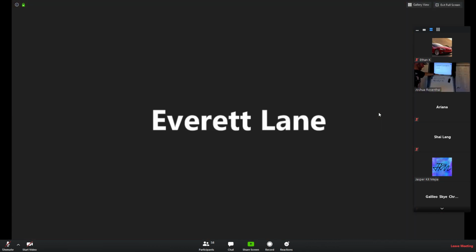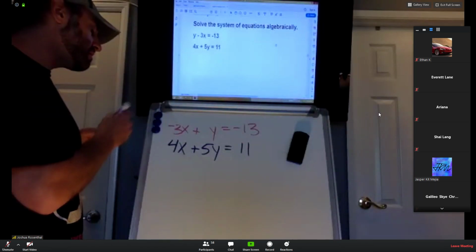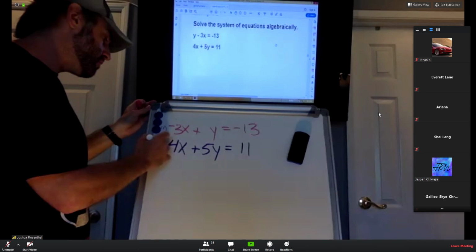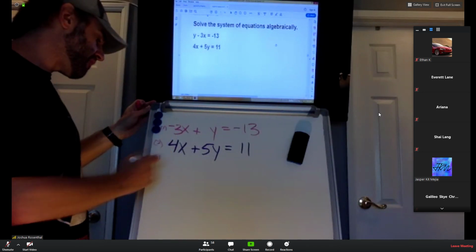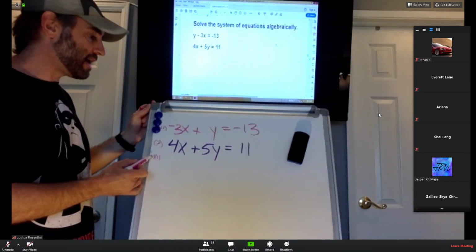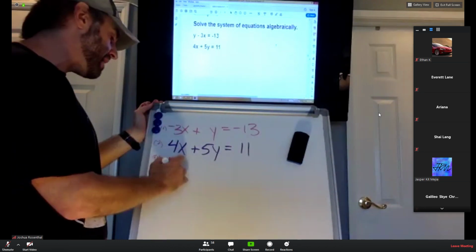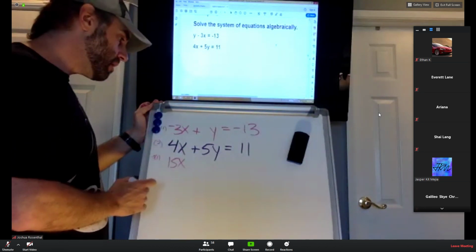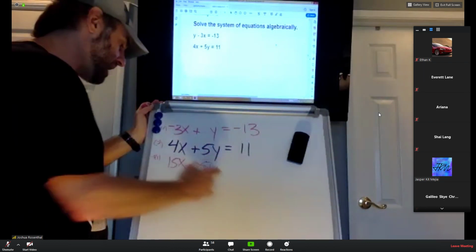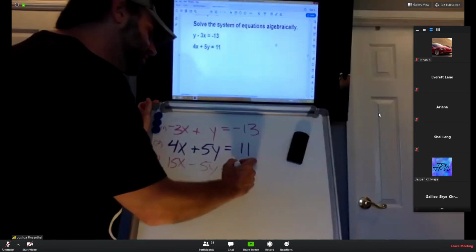All right, so what I'm going to do is multiply line 1. We'll call this line 1, line 2. I'm going to multiply line 1 by -5. I know it's kind of small to see, but I'm multiplying by -5 to get this next line here. So that would give me -5 times -3 is positive 15x. And that would be minus 5y, because -5 times y is -5y. And then -5 times 13 is positive 65.